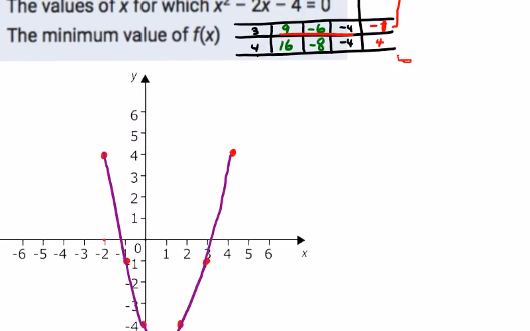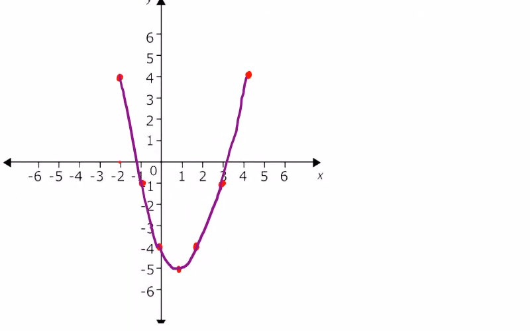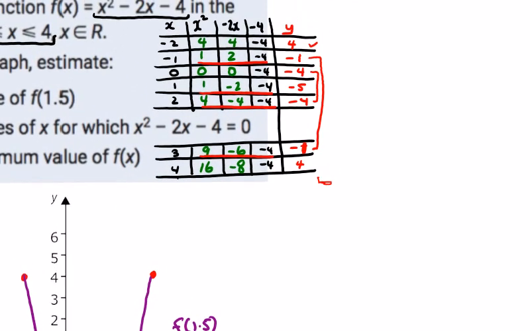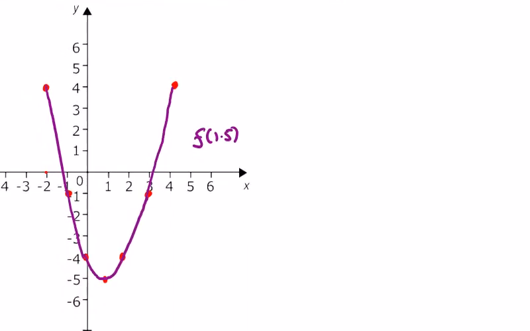We're asked to estimate from this one f of 1.5, which we've done already in a previous video. Okay, let's get the correct answer first. So we have 1.5 squared minus 2 by 1.5 minus 4, 2.25 minus 3 minus 4. So that's 2.25 minus 7, minus 5.25.